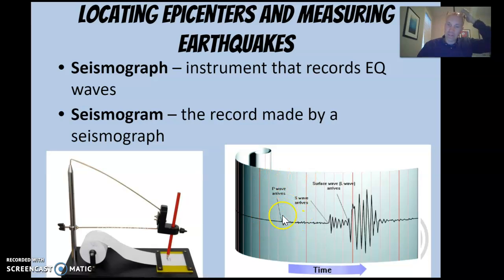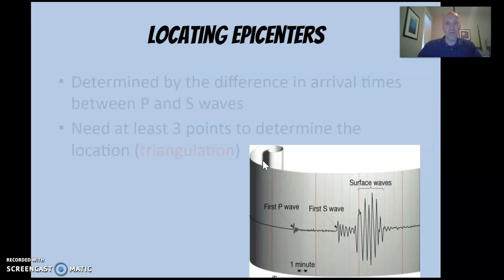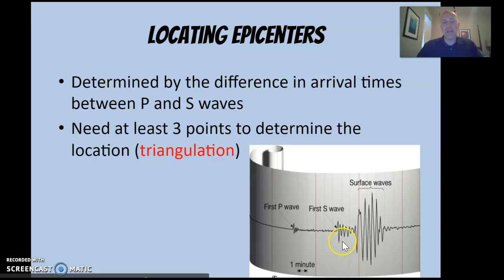In this image, the paper would actually be pulled towards the left, and I can tell that because that's the direction it would have to go for the P waves to be recorded where they are. The name of the visual record is called the seismogram. So, a little bit about how we do this.